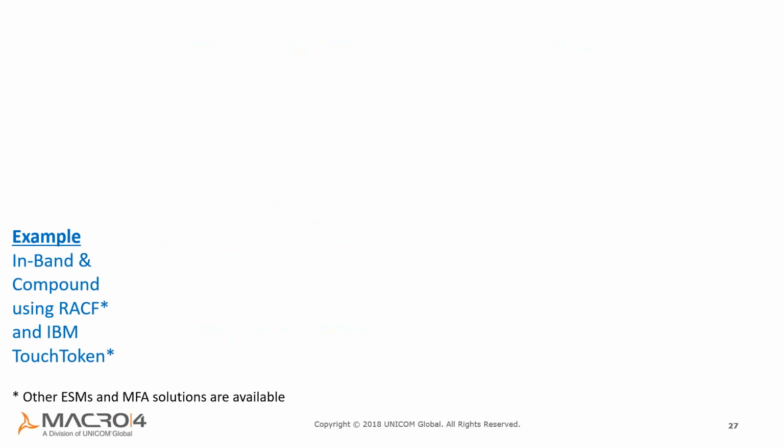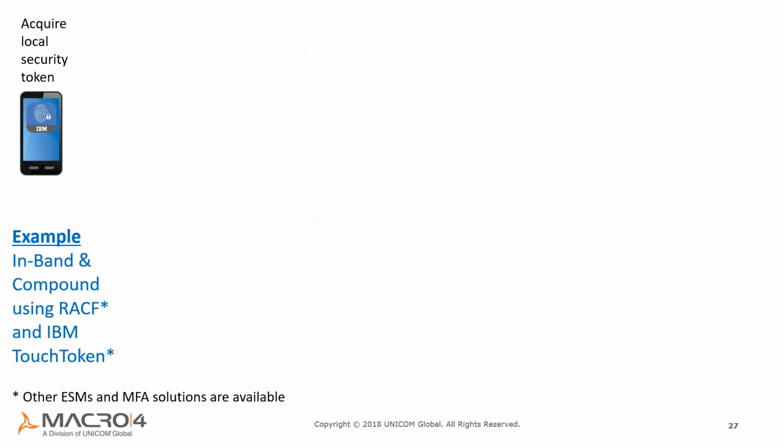So, how does it work? Well, we're going to do an example here, just inbound and compound. We're going to use RACF, but it could be ACF2 or Top Secret, and we're going to use the IBM Touch Token product, but again, you could be using other authenticators, as you'll see in a minute.